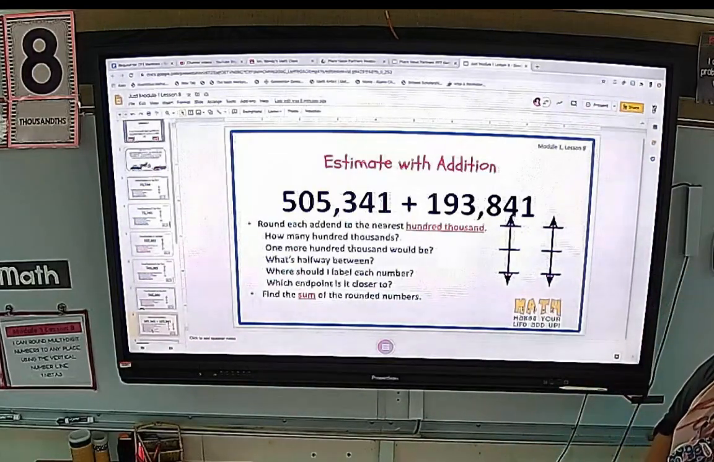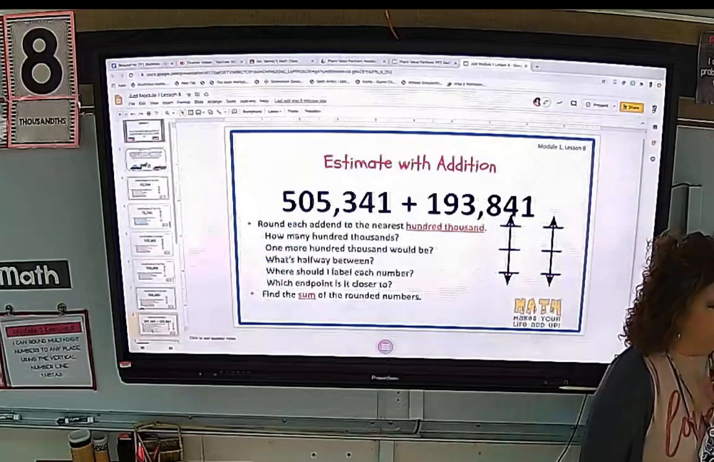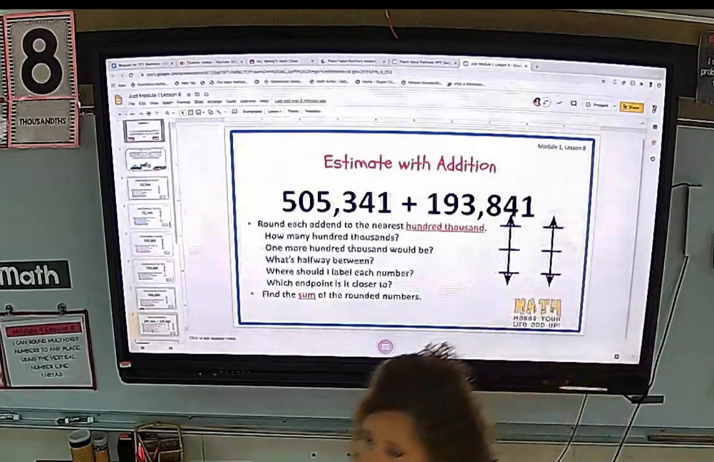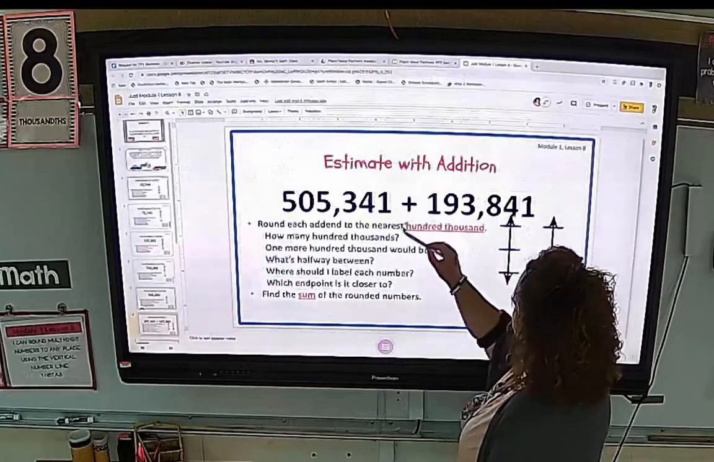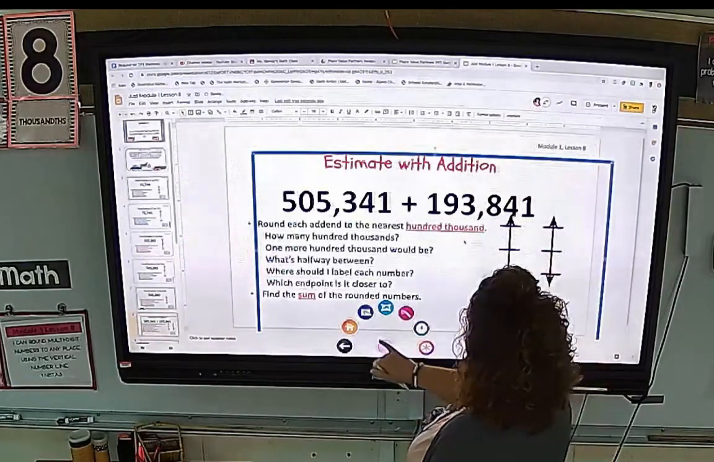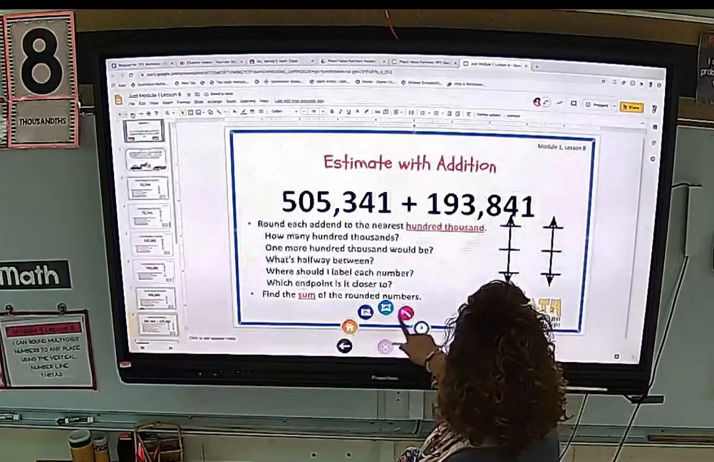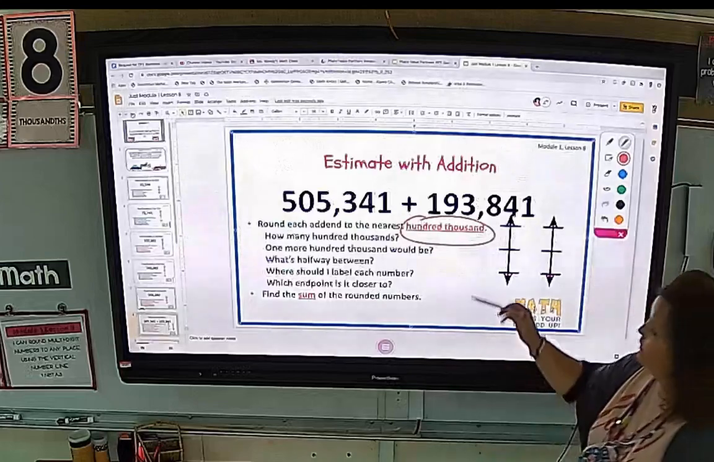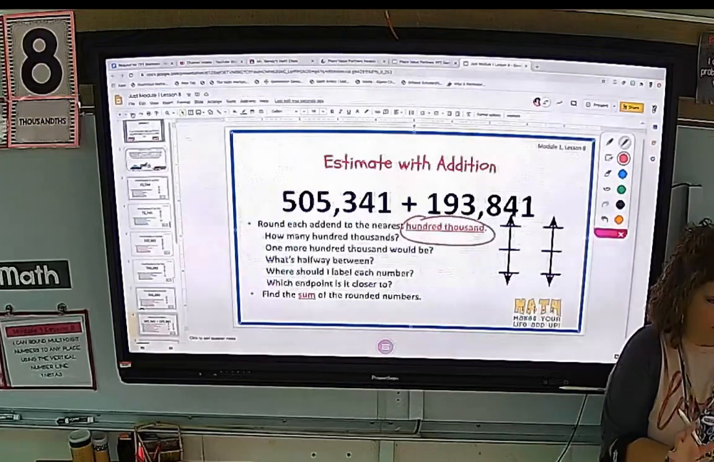Okay. Sometimes you're going to see a problem like this where they want you to round the numbers first, then you add the two rounded numbers. Okay. So what do they want you to round it to? 100,000s. You're going to round this to the 100,000s. You're going to round this to the 100,000s. And then you're going to add the two rounded numbers together.